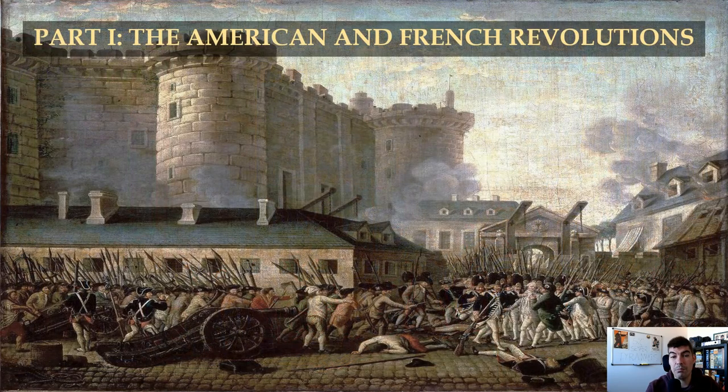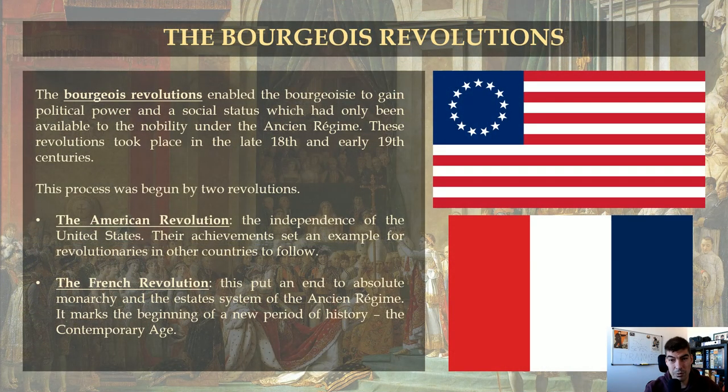This is the first part of Unit 2, which is called the American and French Revolutions. These two revolutions are bourgeois revolutions. These bourgeois revolutions enabled the bourgeoisie, remember, the wealthy social class which were part of the Third State, to gain political power and a social status which had only been available to the nobility under the Ancien Régime. These revolutions took place in the late 18th and early 19th centuries. The ones we are going to talk about took place in the late 18th.